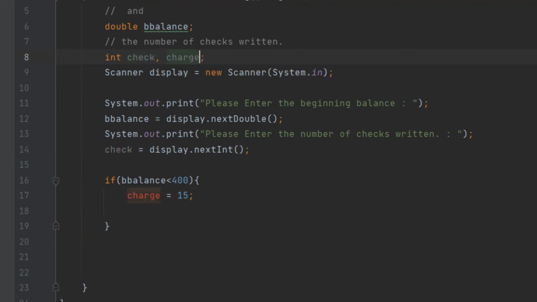Now the 15 is 15, so we can add it here to what? Charge. Of course, I can't use a variable I have not declared. That's why you can see that the moment I used it here, I recognized that I haven't declared it at the top. So if your balance falls below 400, then we'll charge you 15. We are finished with that section. We are done.